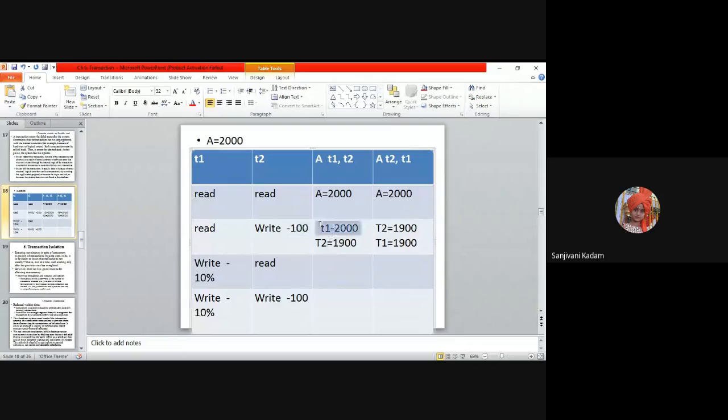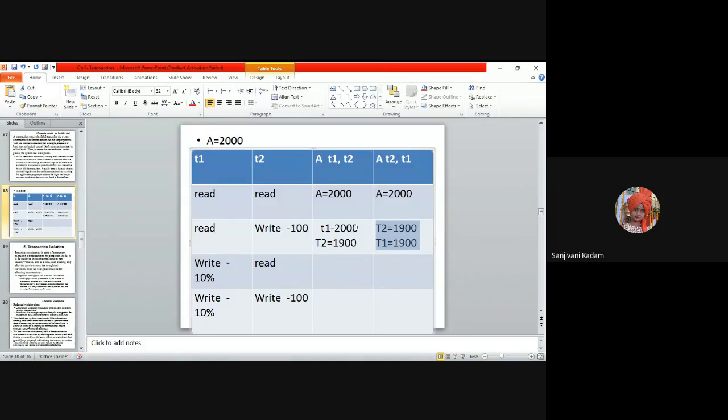In the first sequence T1 will read the old value only. But if the sequence changes, so that first T2 is executed and then T1 is executed, it matters, because here T1 is reading the new value. It means this sequence will have a different effect on my database, and that sequence will have a different effect on my database.